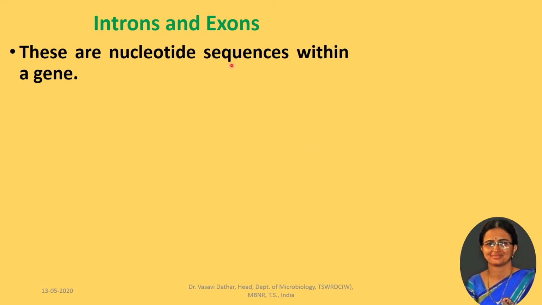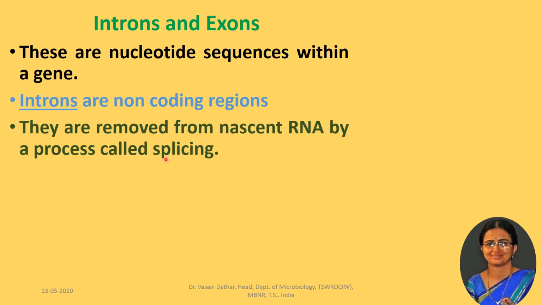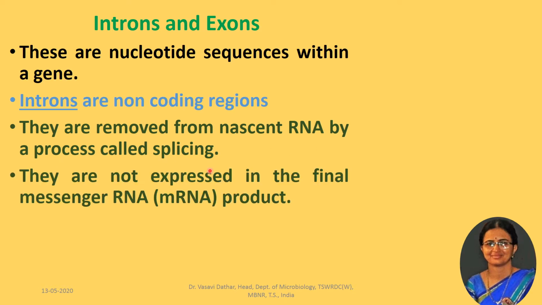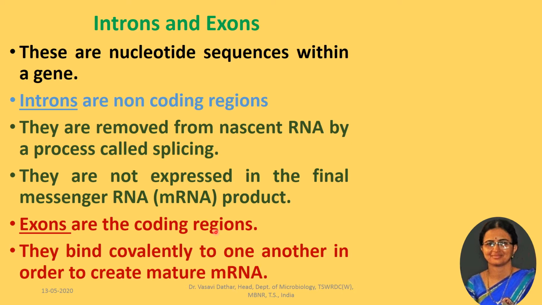These are the nucleotide sequences within a gene. Introns are the non-coding regions. These are removed from the nascent RNA by a process called splicing. They are not expressed in the final messenger RNA product. Exons are the coding regions. They bind covalently to one another in order to create mature mRNA.